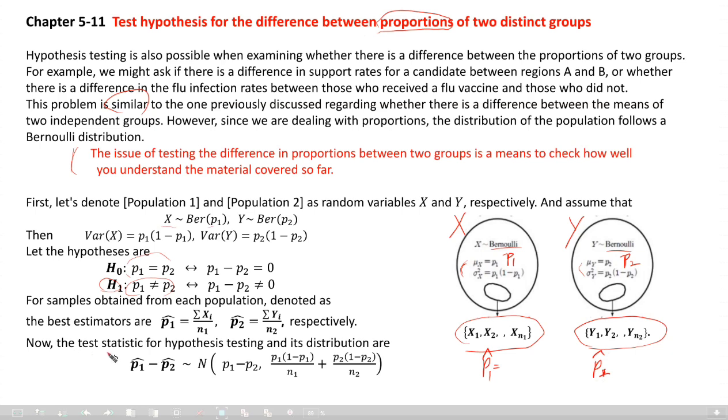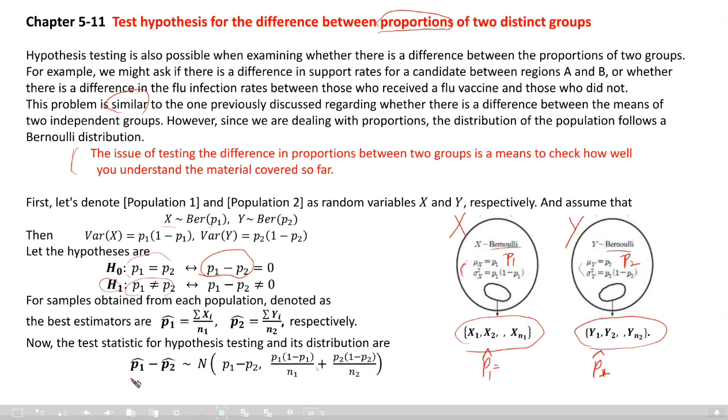Now, the test statistic for this hypothesis, what is it? P1 hat minus P2 hat, right? It follows a normal distribution with mean P1 minus P2, and variance P1 times 1 minus P1 divided by N1, plus P2 times 1 minus P2 divided by N2.